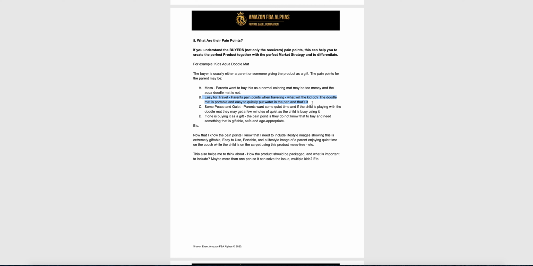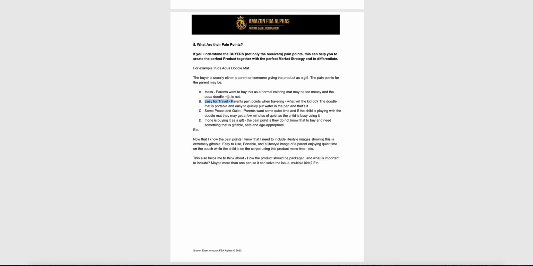So, easy to travel. Parents' pain points when traveling: what will the kid do? The doodle mat is portable and easy. You quickly put water in the pen, and that's it. So when we're talking about pain points, this is easy for travel. When parents have no idea what they're going to do with their children on a road trip or whatever it may be, this solves the problem because it's really quick. You just put water on it and they can start using it. They get some peace and quiet.